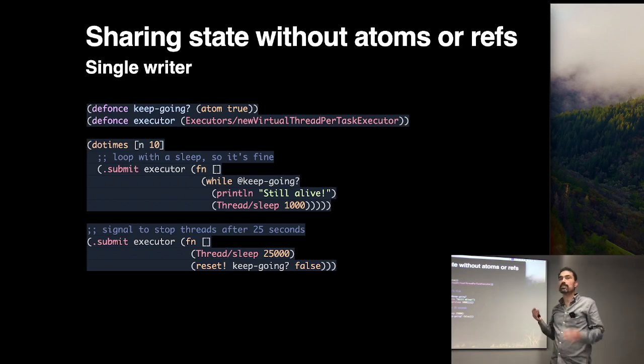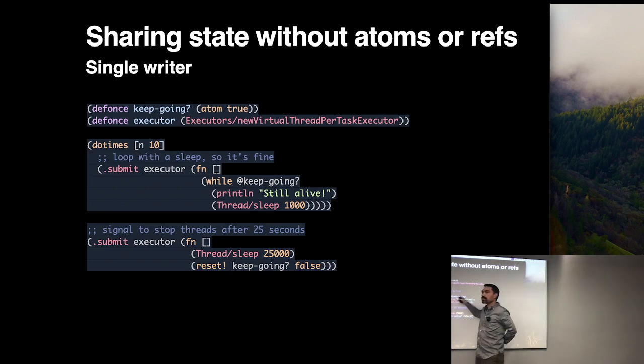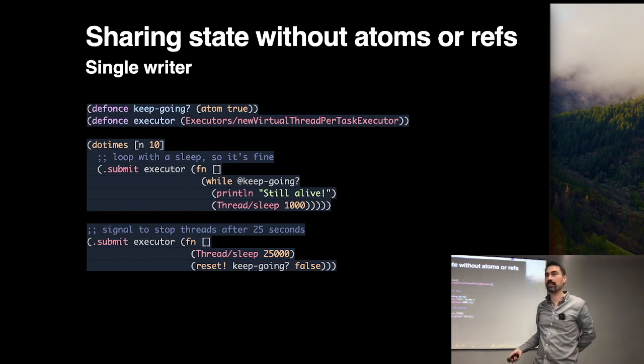So one thing is you can still use atoms and volatiles and refs if you have a single writer and multiple readers, because reading from an atom is cheap, right? It's easy. It's the writing that causes the contention, that causes the hot loop. So if you have these guys all reading from the keep-going flag, and then this one is saying, okay, after 25 seconds, I'll just set it to false, that's fine, right? That'll work. You can do this loop because we're sleeping for a second, and these 10 threads can read from it, and that's okay.